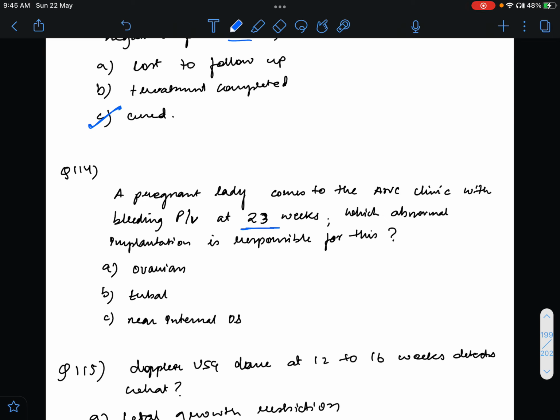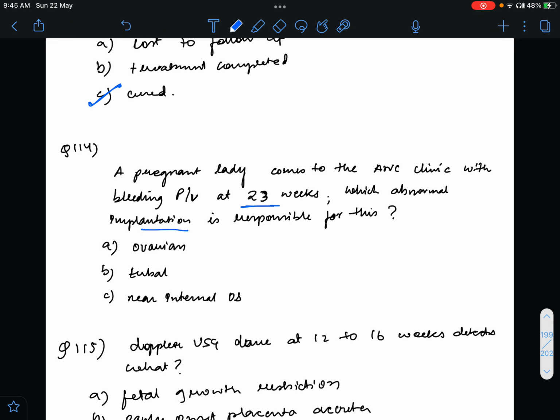Question number 114. This is a very nice question. I really like this question. A pregnant lady comes to the antenatal clinic with bleeding per vaginum, and I don't remember the duration exactly, but it was somewhere around 20 weeks. Which abnormal implantation is responsible for this? The options were ovarian, tubal, internal os.